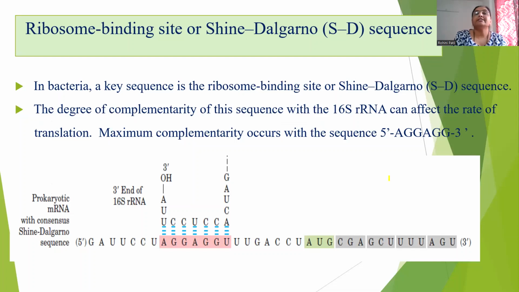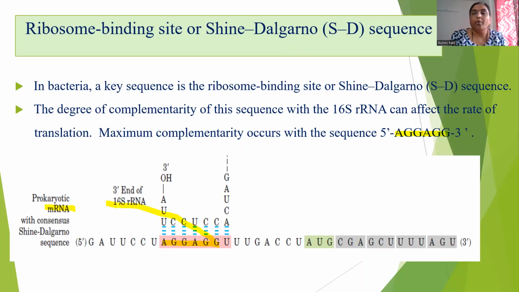As the name suggests, what does the ribosome binding site mean? It is a site where the mRNA interacts with the ribosome. In the ribosome, there is the 16S rRNA, which has complementary base sequences for the mRNA. On the mRNA, the consensus sequence which is present is AGGAGG, and this sequence is complementary to the 16S rRNA.